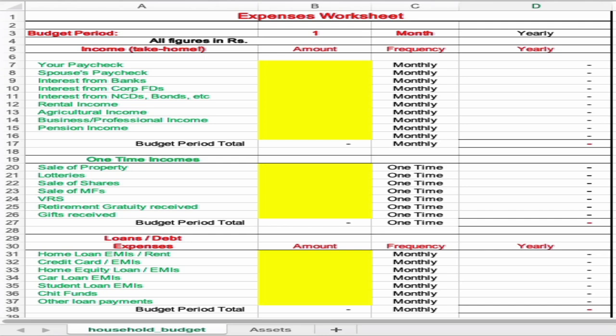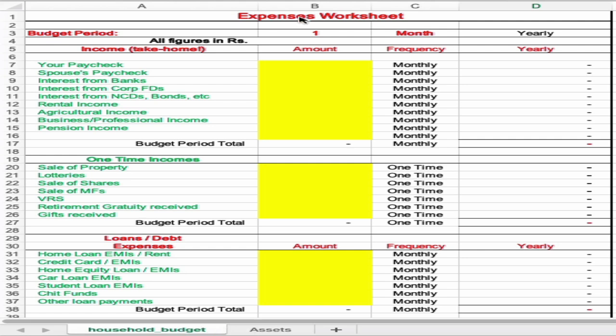This video lesson is about the expenses worksheet. You can download this from the downloadable tab in the lesson, and when you open it, this is what you will see. Now notice that at the bottom of this window you will see two tabs: household budget and assets. These are two separate videos, and so do not confuse the two.